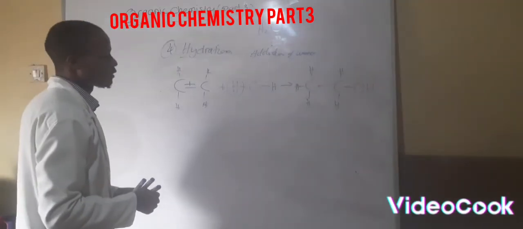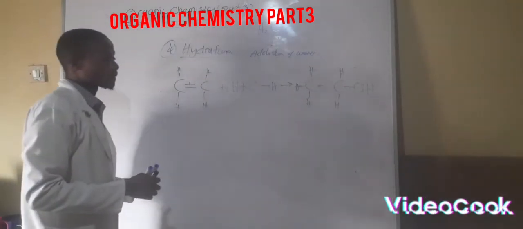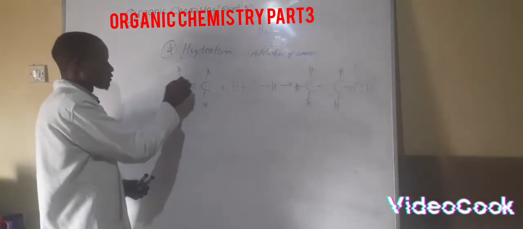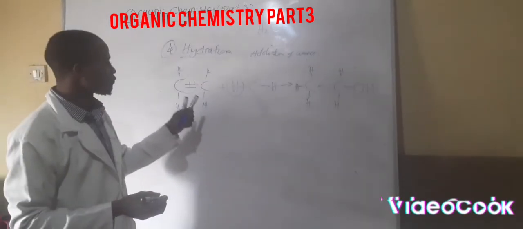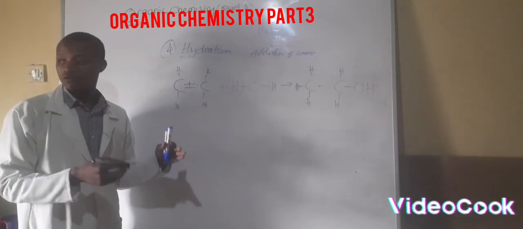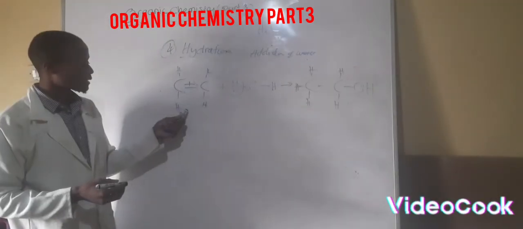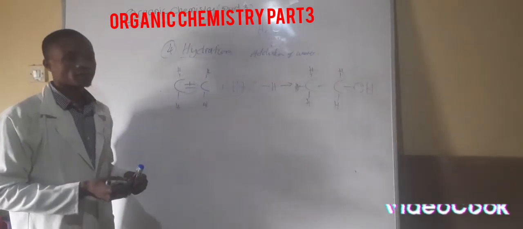So an alcohol has this group as its functional group. For alkenes, the functional group is the double bond, but for alcohol, the functional group is the OH. So this is an alcohol which has been formed by the hydration of ethene. The addition of water to an alkene brings about an alcohol. This is the laboratory preparation of an alcohol. If you want to prepare an alcohol, just get an alkene in the lab and add water, then you're going to have an alcohol.